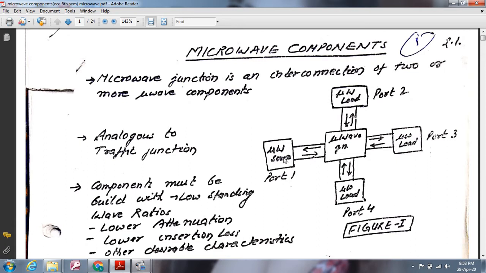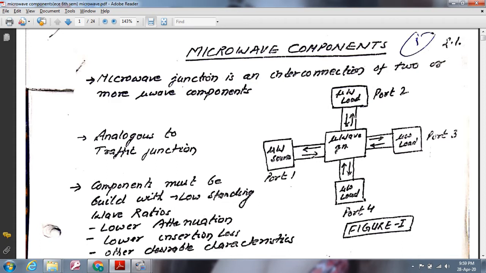and at each port we have connected microwave source. This is one microwave source, another, third and fourth microwave source. Now this junction has four ports similar to low frequency 2-port network as shown in the figure.